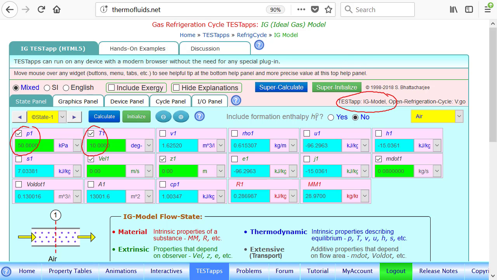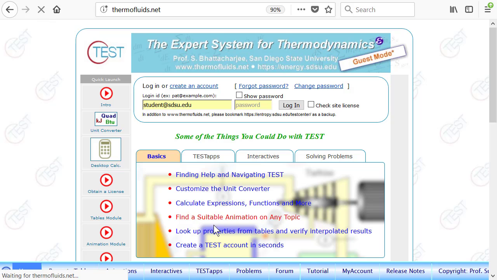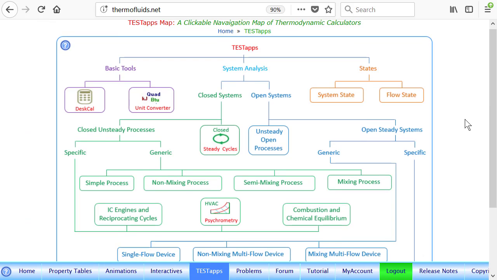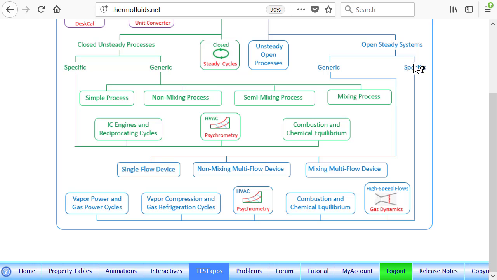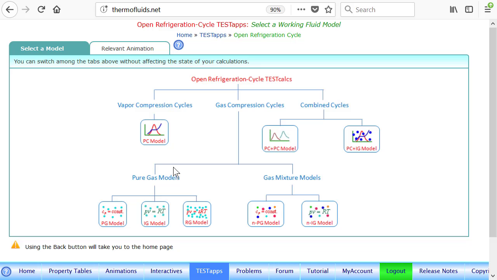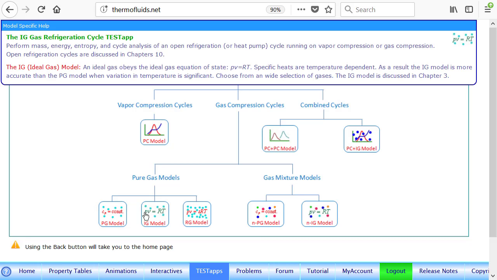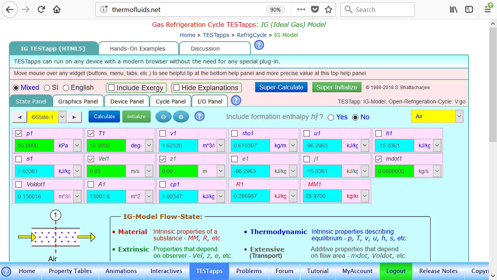If you go to thermofluids.net, I've already logged in. So if you go to the test steps, to find the correct test step, you go to the specific open branch, and vapor and gas refrigeration cycle is here. And you can pick either the PG model or IG model. In this problem, they asked for variable specific heat, so IG model should be picked. But because the temperature variation is not much, either model will produce almost the same answer. We can verify that.